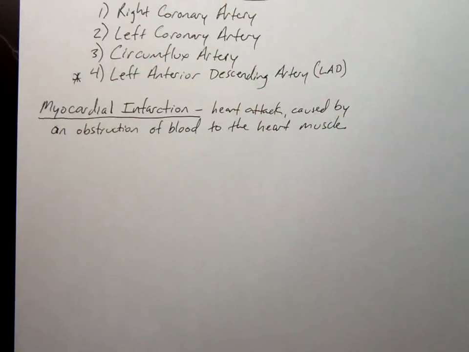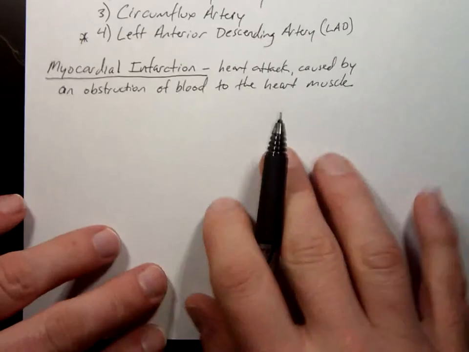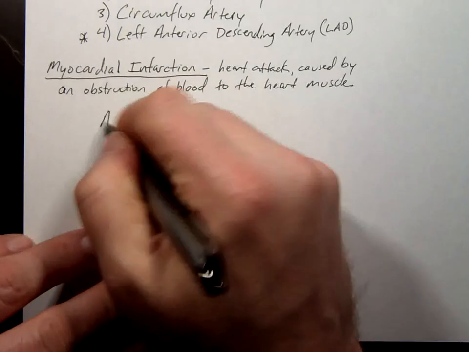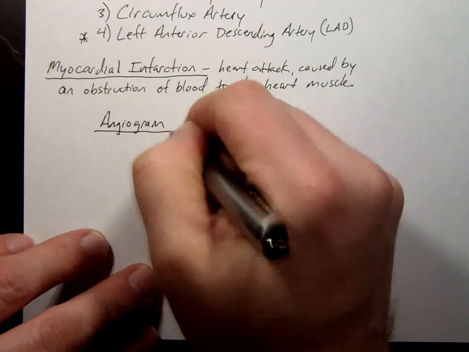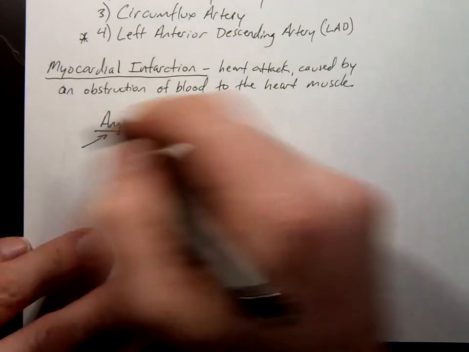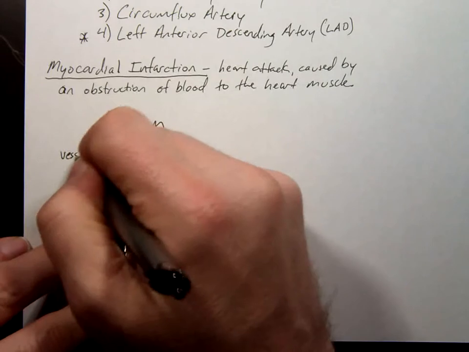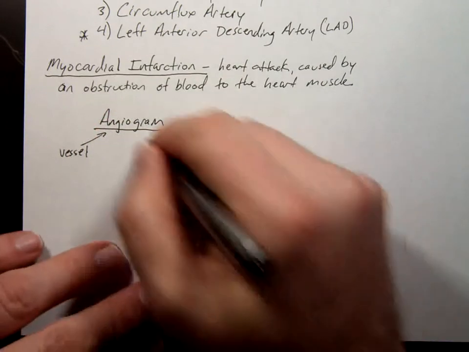So to find out where, if people have these obstructions, they can do a test. The test is called an angiogram. Angiogram will tell you exactly what it is. Angio means vessel. Okay? Angioplasty is a procedure with vessels.